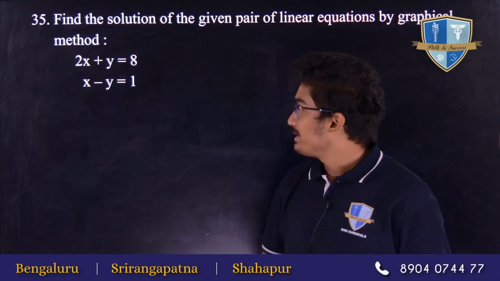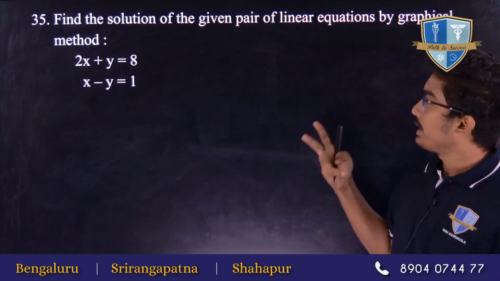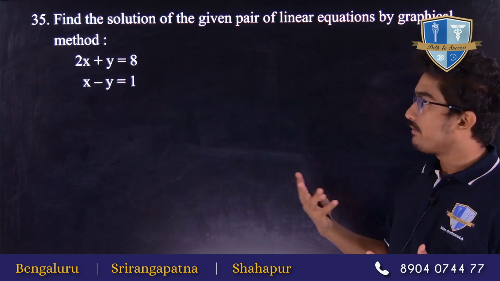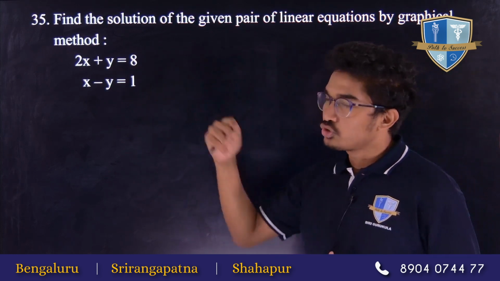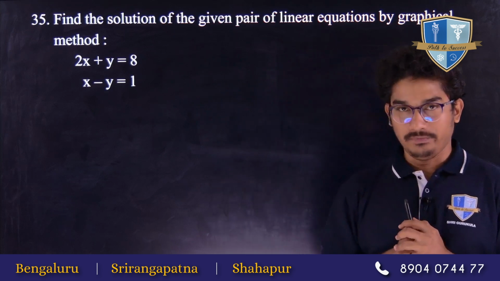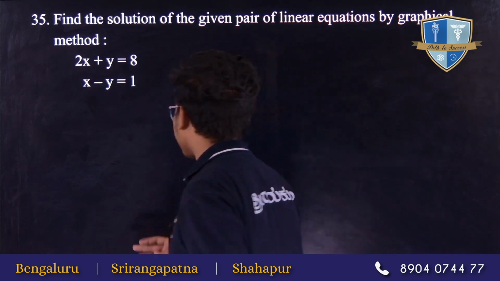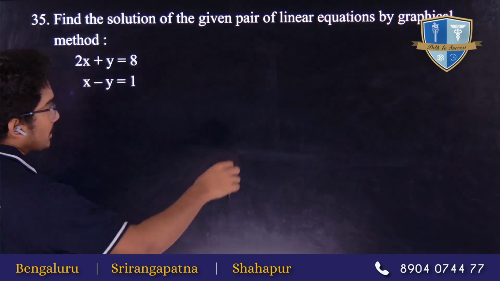So next question is find the solution of the given pair of linear equations by graphical method. Graphically, linear equations are basically lines on the graph. And the solution of those two linear equations will be the point of intersection of those two lines. So let's try to plot these two lines on our graph.